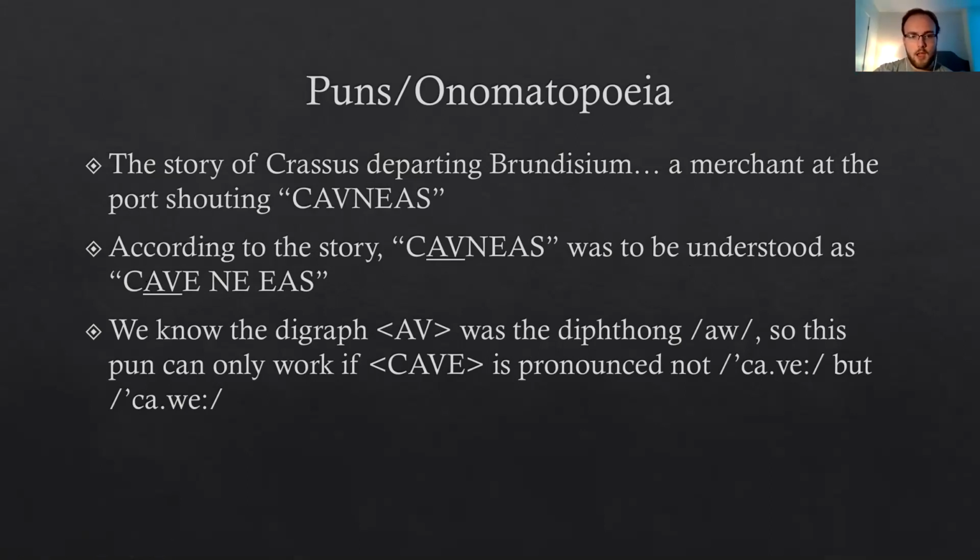And this pun can be very insightful for the issue again of the pronunciation of V in classical Latin. Because in order for this pun to work, the AU diphthong that we see in cauneas, we know it's pronounced ow. We know it's not pronounced av or anything like that. And in order for this pun to work, there's a couple of things that need to happen. This e right here in cave needs to drop off, and then these two e's in ne eas need to just sort of get merged together.